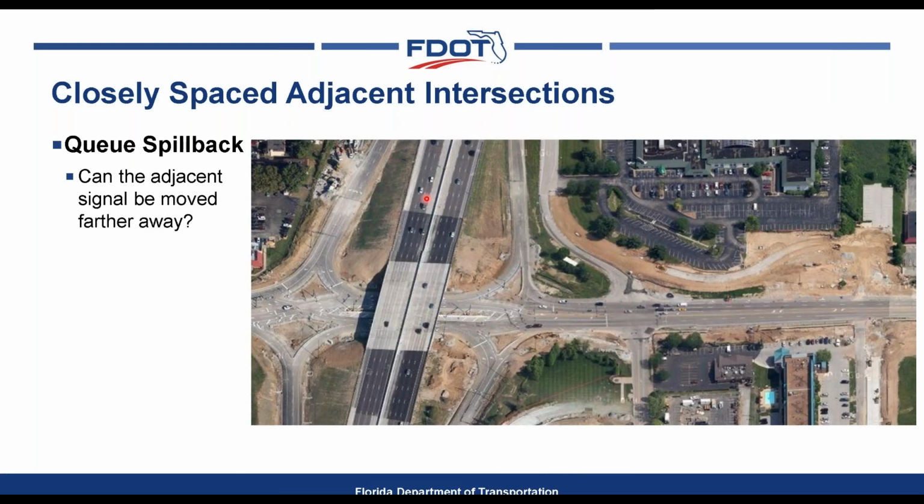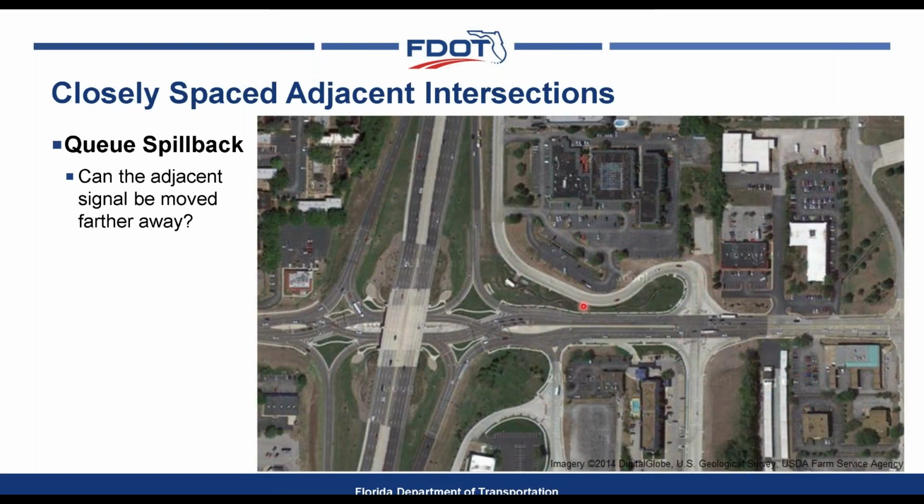Another treatment that's been used when the closely spaced intersections were still a problem was to move the intersection farther away. In this case, the signal was located almost on top of the crossover intersection, and to improve the operations between the two, the signal was pushed farther to the east.